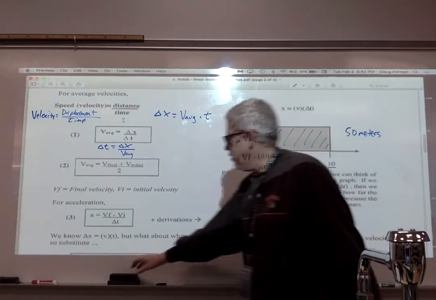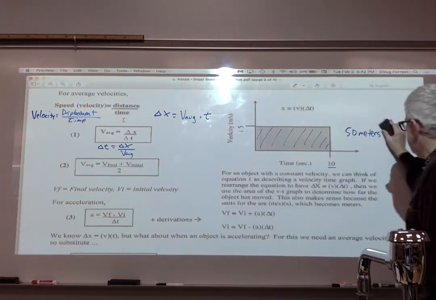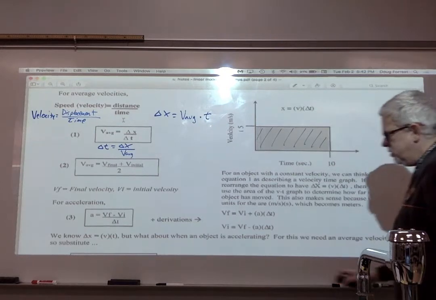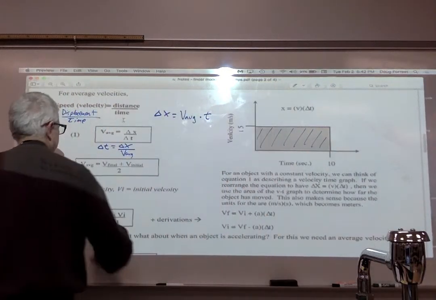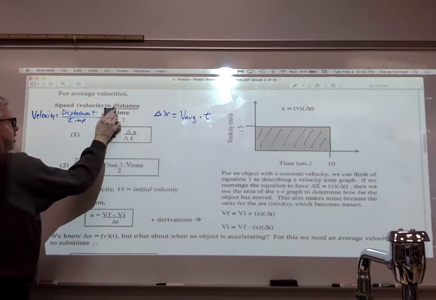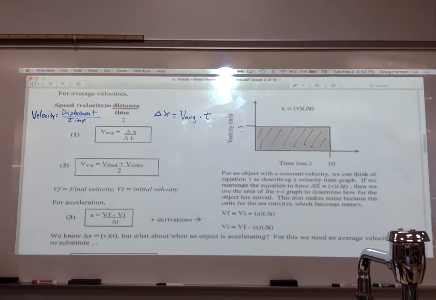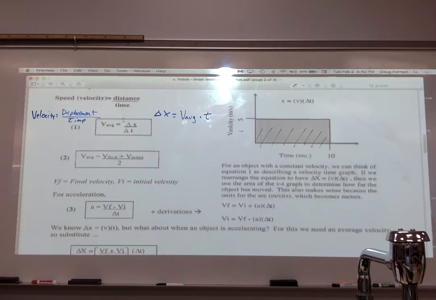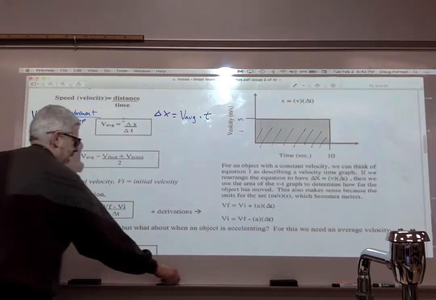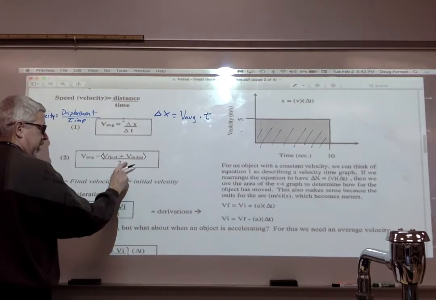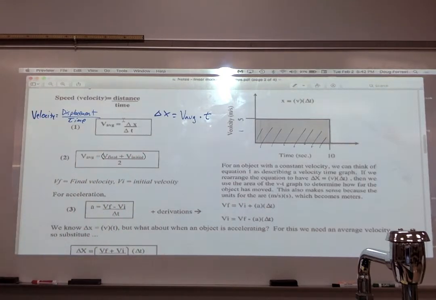Another way to find average velocity, which we really don't tend to use very often, but it is useful occasionally, is this one, which says we have an average velocity, and that's equal to the final velocity plus the initial velocity divided by 2. And what I really need to do here is put parentheses around this, because if you just enter it like this in your calculator, you're going to end up goofed up.